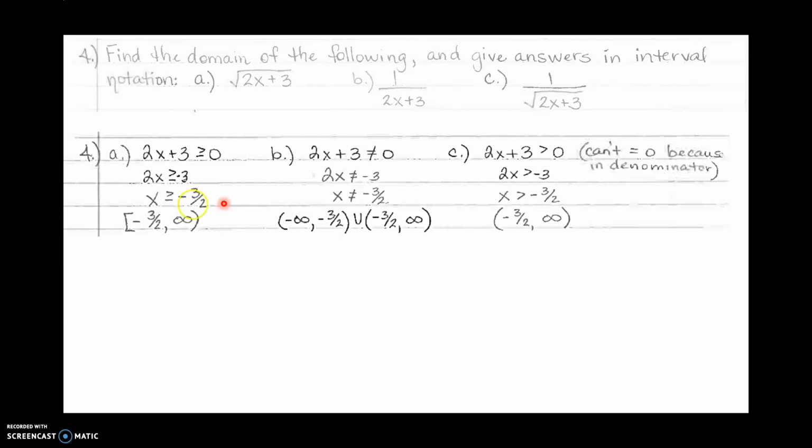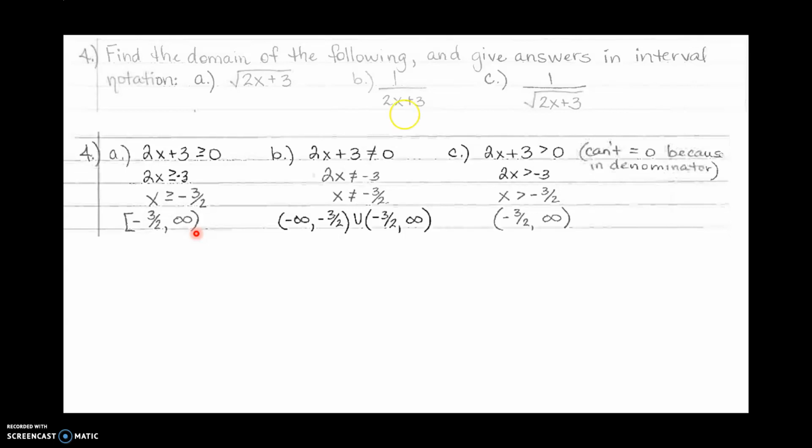But for my interval notation, my lowest value is going to be -3/2. And my highest value is going to be infinity because it's going off to infinity. And I'm going to use a bracket with the -3/2 because it's equal to. So remember, when you have an equal to, you use a bracket. If it's just less than or greater than, you use parentheses. And you always use a parenthesis with infinity or negative infinity because you can't equal infinity or negative infinity.